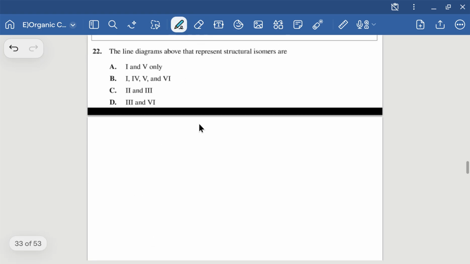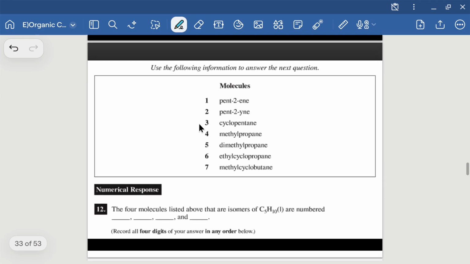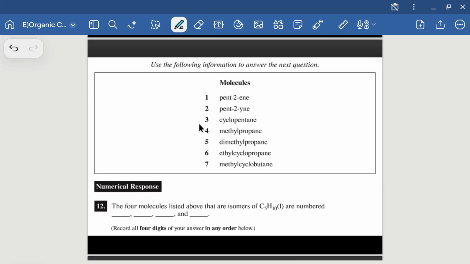If it's C5H10, for myself, I would draw out numbers 1 through 7, unless you know the formulas, which I never memorize. I just draw it out and then count your carbons, count your hydrogens. You want all of them to be C5H10.